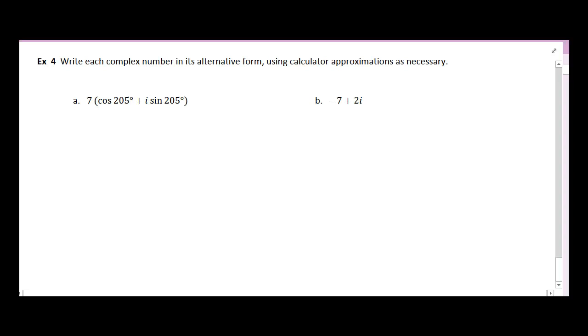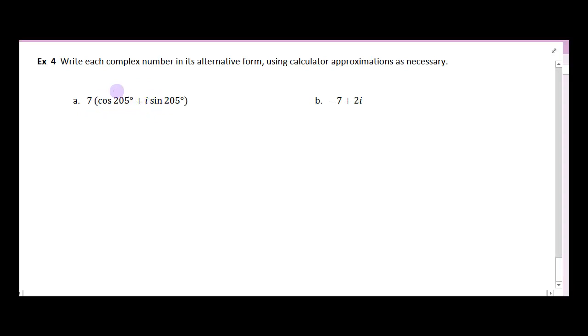Now for these last two examples, we're going to put it all together. I want to be able to convert from one form into its alternative form. I might need to use a calculator for it, I might not, but that's what we're going to do. So in this first example here, we first need to identify what form it's written in.